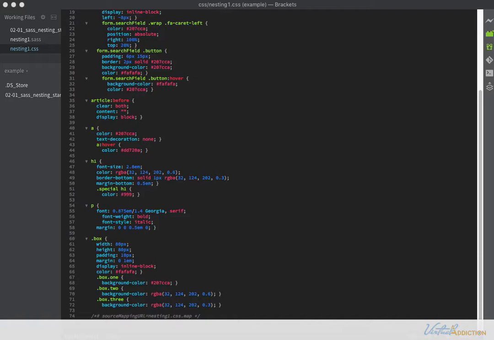So I aim for no more than 3 levels of nesting, which is about as much as I'm willing to chain together for my selectors. I really try to keep the nesting to 2 levels most of the time and only use 3 levels when I think it's necessary.